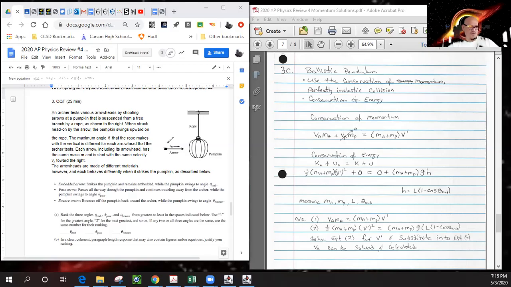Okay, there's 3 scenarios. The first scenario, the arrow hits the pumpkin and bounces backwards, or hits the arrow and bounces back. That's scenario 1. Scenario 2, it lodges into the pumpkin. Then the third one, it goes through the pumpkin. Okay, so do we see the 3 scenarios? Those are the 3 different things that are going to happen in this problem.